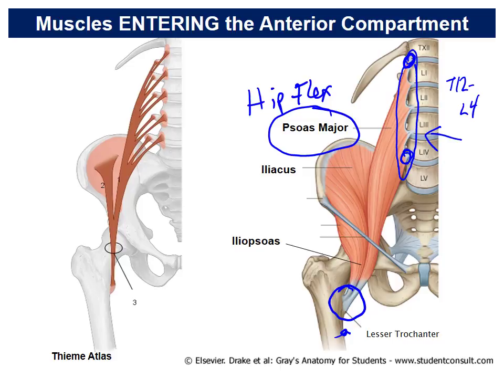Also extending down into the thigh is the iliacus muscle. We see the iliacus here. This iliacus has a very broad origin, something like that, from the iliac fossa. Okay, that's called the iliac fossa.